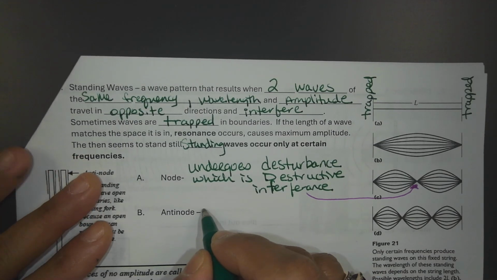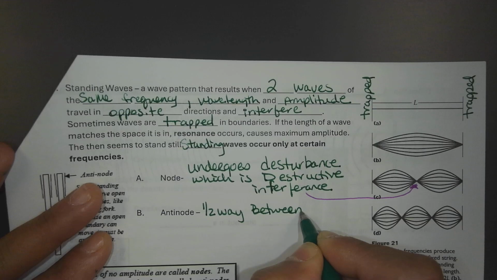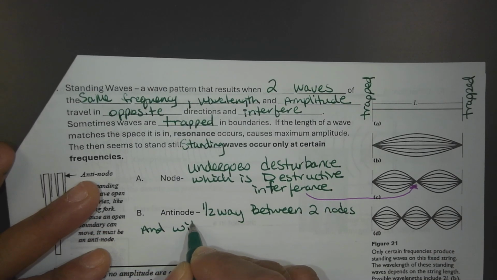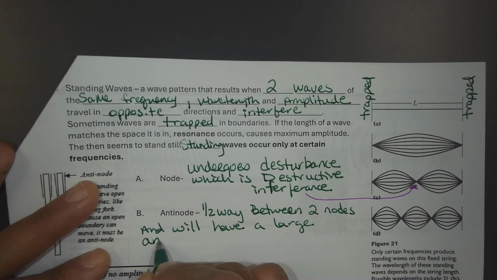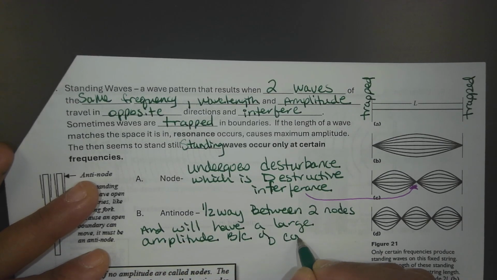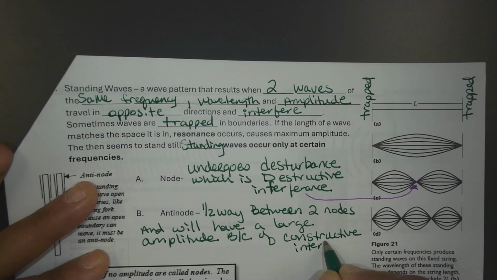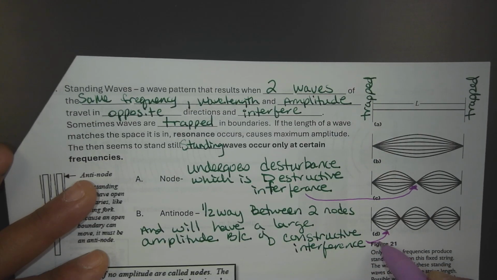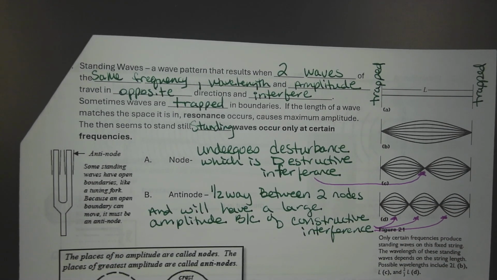An antinode is going to be halfway between two nodes. And we'll have a large amplitude because of constructive interference, which is going to be right here, right here, right here. Easy cheesy, we got that.